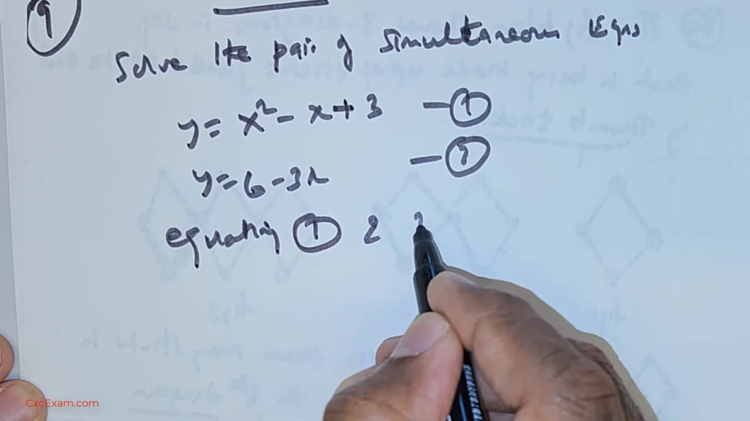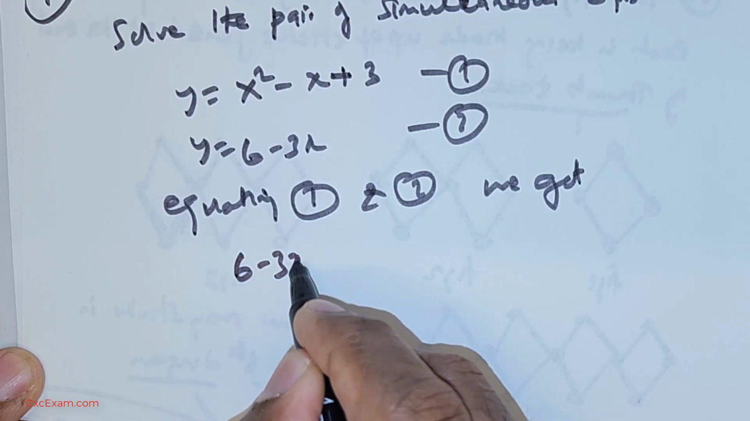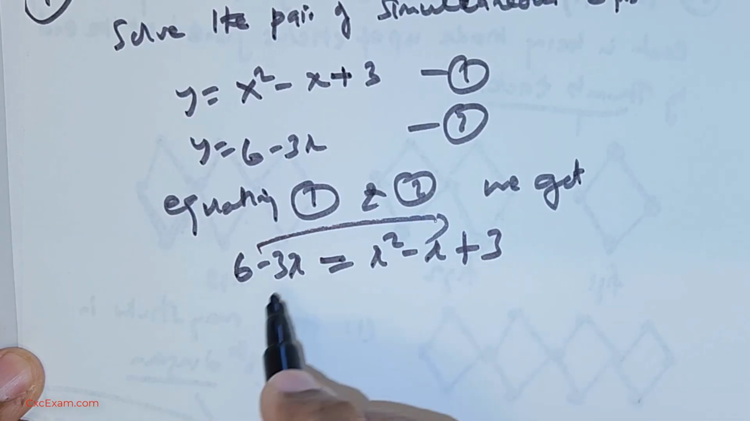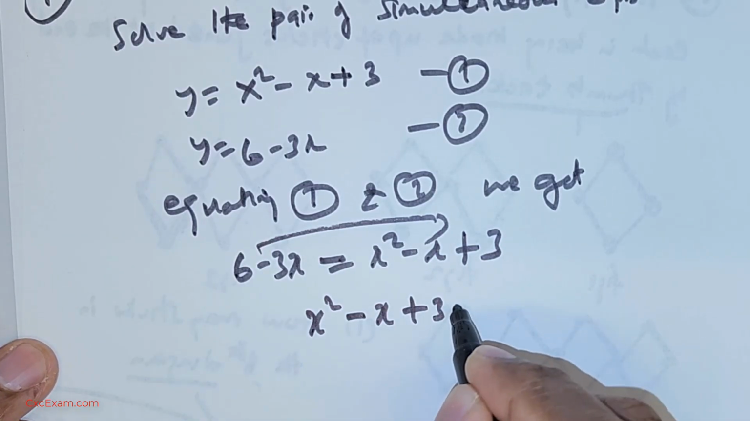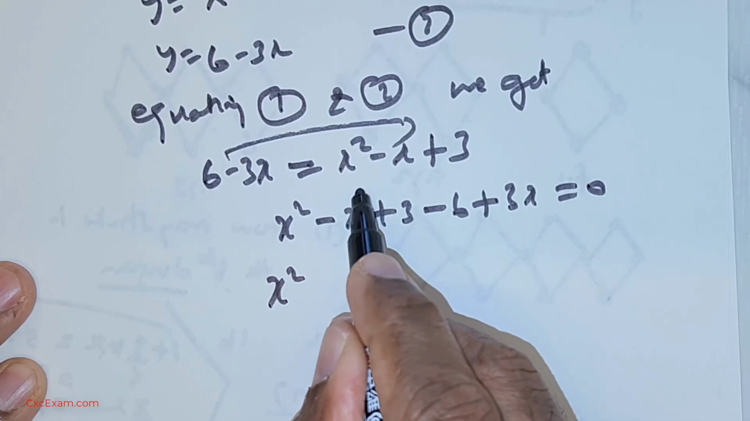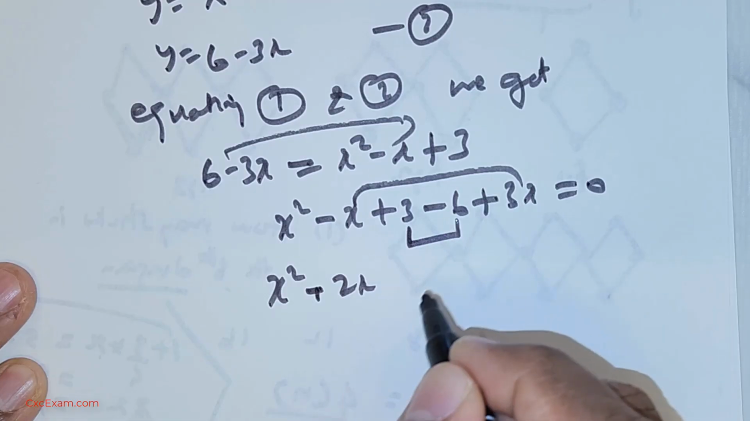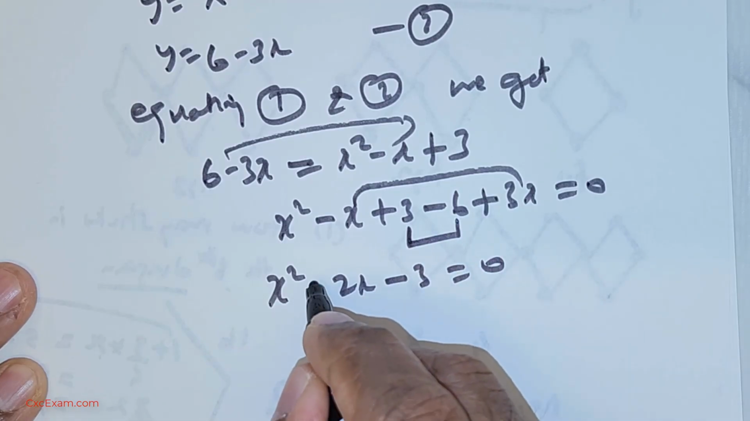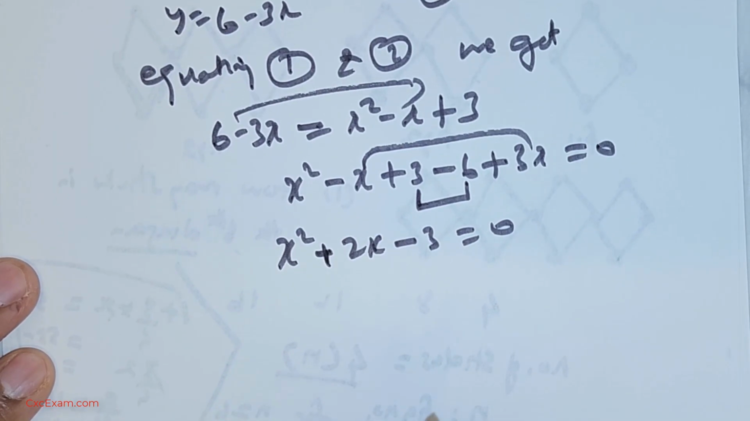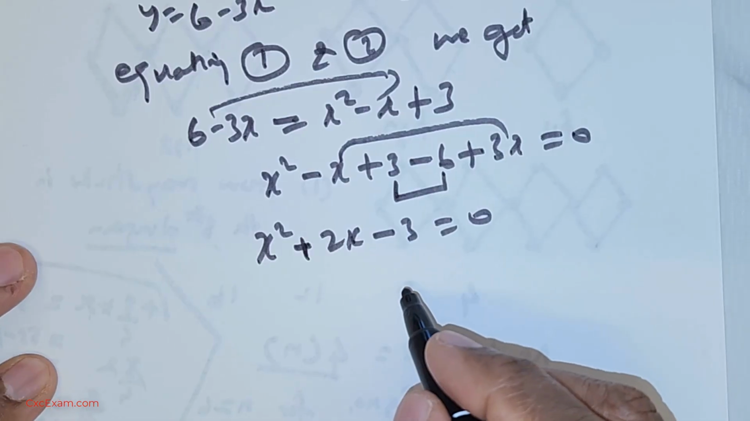Equating 1 and 2, we get, in place of y I substitute 6 negative 3x is equal to x squared negative x positive 3. So now you move everything to the right side. You get x squared negative x positive 3 negative 6 positive 3x is equal to 0. So this is negative x added with 3x, that's going to be positive 2x. Positive 3 added with negative 6 is going to be negative 3 is equal to 0. Okay, so this is what we have, and we will have to solve this. Find the value of x and y.